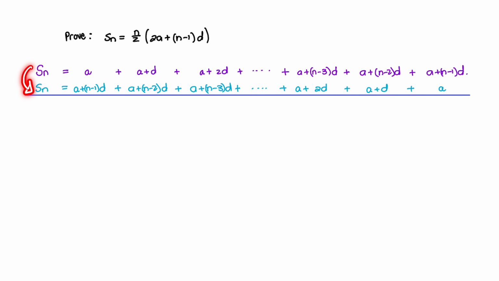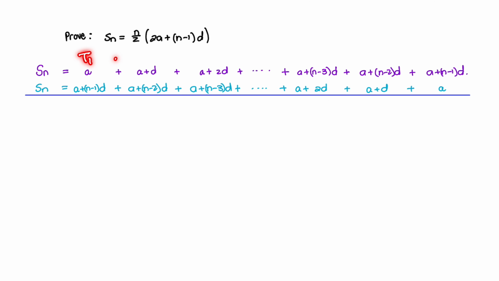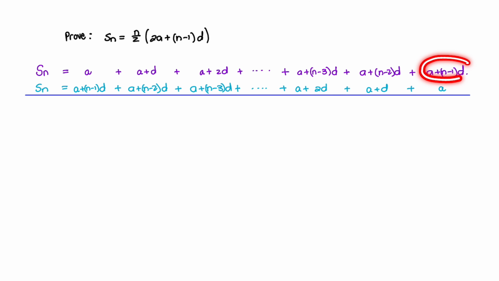In our second step in this proof, we write the sum of terms out again, but this time we do it in reverse. So instead of saying term 1 plus term 2 plus term 3, we do it now backwards. So term 1 would be at the end, term 2 would be the second last term, and term 3 would be our third last term. And can you see that our last term would now be our first term? And notice that a plus (n minus 2)d represents the second last term.